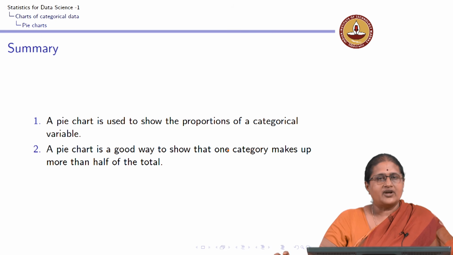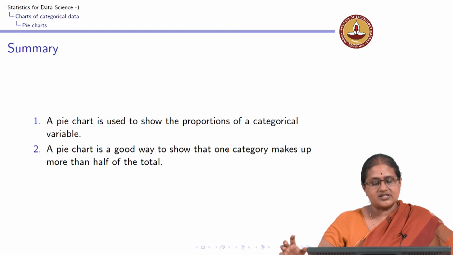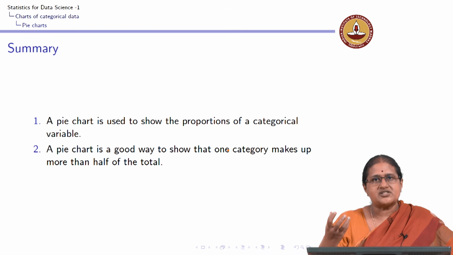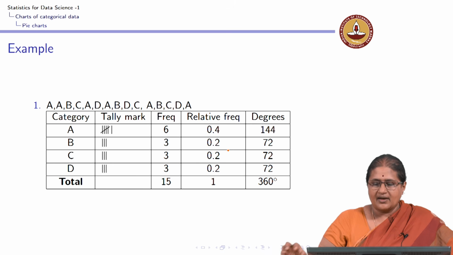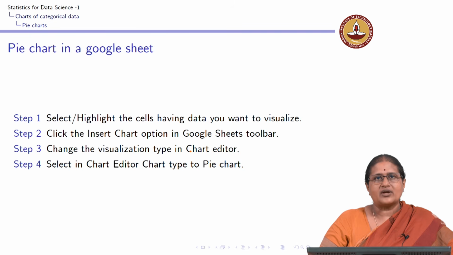Remember, whenever the message is to show proportions of a particular categorical variable, a pie chart is a good way. It will always tell you the message, if one category, like in our example where A made up more than 144 degrees, you can always use a pie chart to tell the share of a pie.